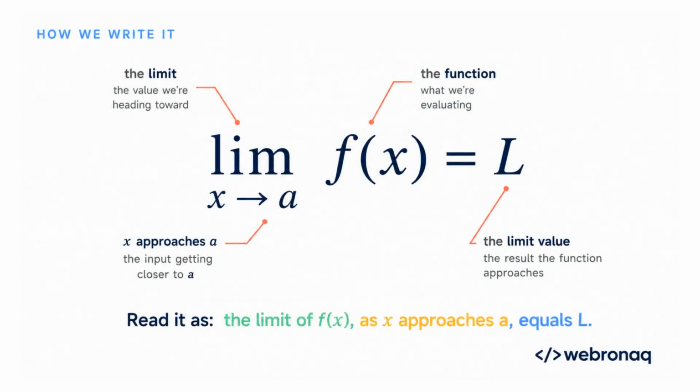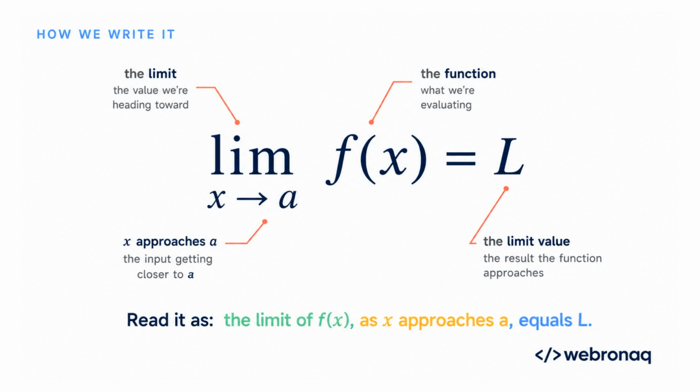Alright, now that we understand the idea, let's look at how mathematicians actually write this down. Because once you can read the notation, you can read any calculus textbook in the world. Here it is, the limit of f of x as x approaches a equals L. Let me unpack each piece. Lim is just short for limit. That's the operation we're performing.